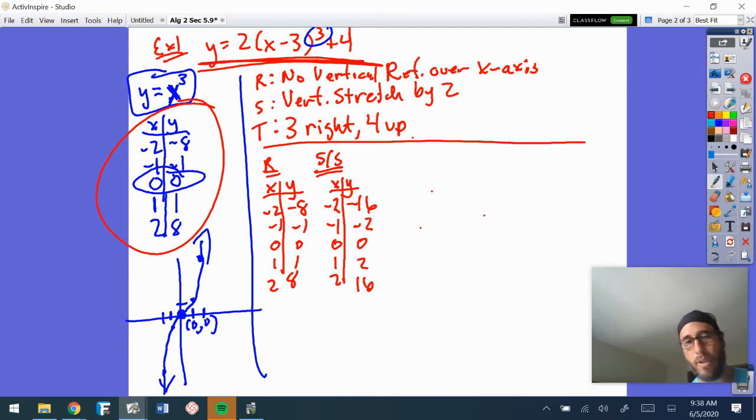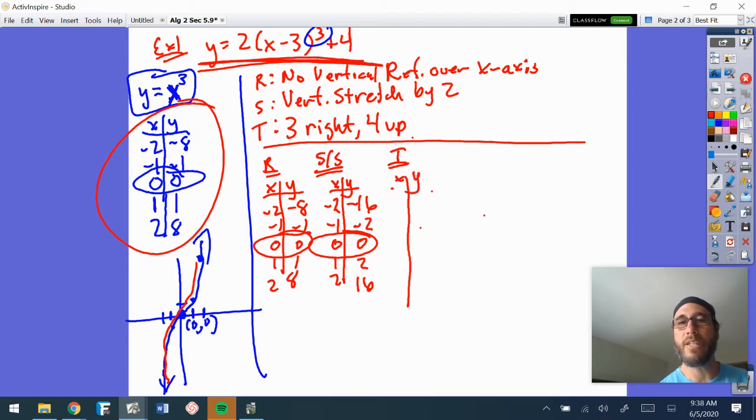Okay, remember what's important here? That guy and that guy, because that's where it goes. And then last is we have our translation. Okay, x comma y. What's the translation? It says 3 to the right. So what would that mean I do to all of the x's? Horizontally is my x's and it's 3 to the right, so that'd be negative 2 plus 3, negative 1 plus 3, 0 plus 3, 1 plus 3, and 2 plus 3.